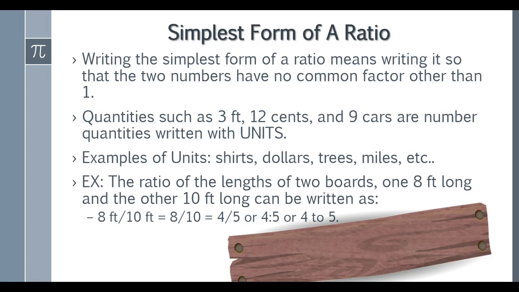For example, the ratio of the lengths of two boards, one 8 feet long and the other 10 feet long, can be written as 8 feet over 10 feet, or 8 over 10. If we simplify the fraction, we will get 4 over 5. As you can see, the ratio can be written as a fraction, 4 fifths, 4 colon 5, or 4 to 5.